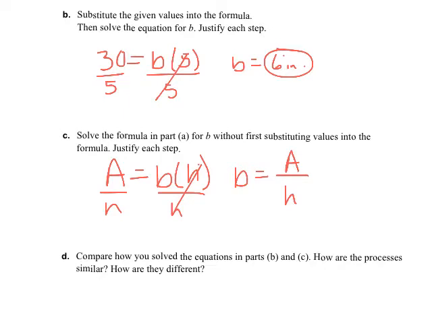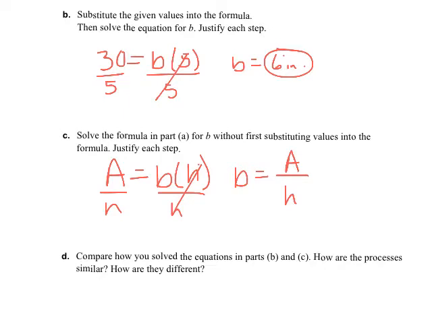Then it says, compare how you solved the equations in part B and C. How are the processes similar? How are they different? What'd you guys come up with here? Yeah. They're the exact same, except for one is letters, one is numbers. Good. So they are the exact same, except for one is letters, one is numbers.